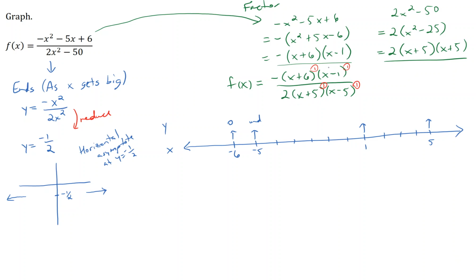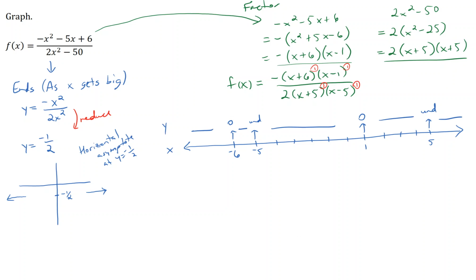If x is 1, then x minus 1 is 0, which is on the top, which makes the whole y value 0. Finally, if x is positive 5, then x minus 5 on the bottom is 0. You can't divide by 0, so that's an undefined y value. Now we'll look at the signs in between each of the zeros.